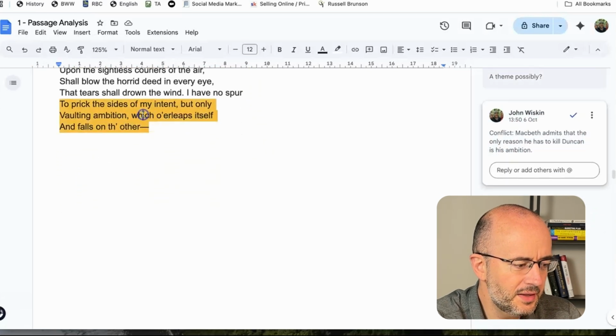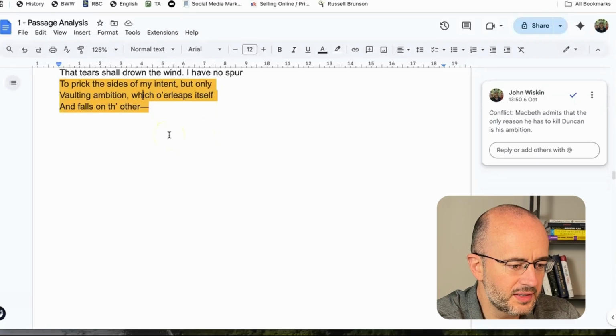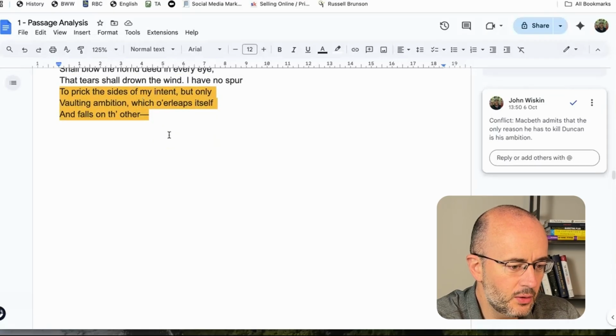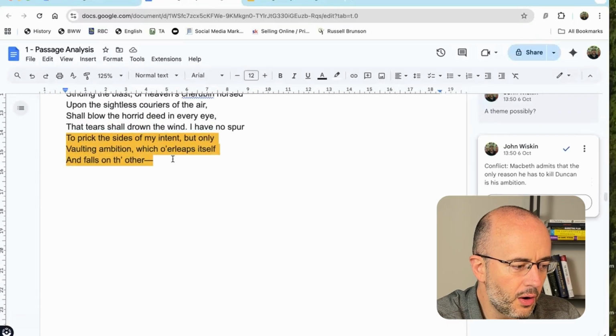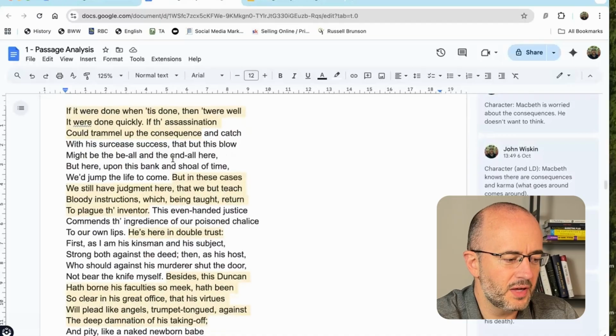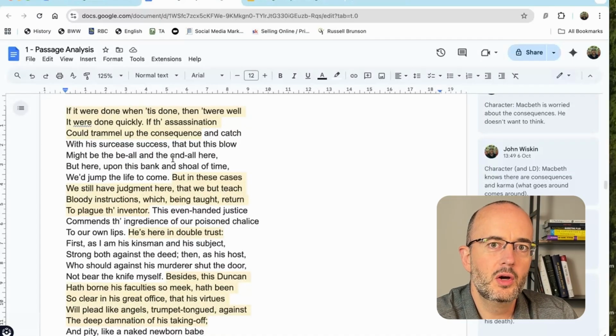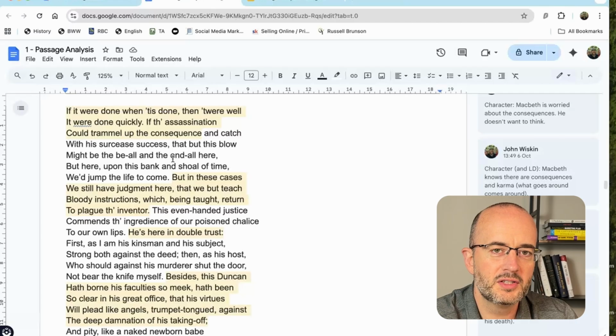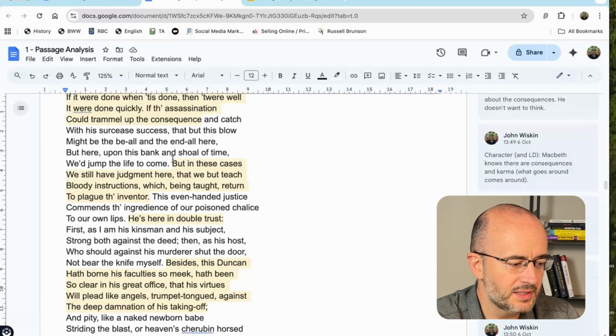And lastly, in the interest of time, I've got one more conflict that simply says, Macbeth admits that the only reason he has to kill King Duncan is ultimately his ambition. So overall, I've got about 5 or 6 annotations. You can probably do more, but in the interest of time, I didn't really want to write every possible annotation. But again, take 10, 15, maybe 20 minutes, if you have enough class time, to really go over and understand and annotate the passage.